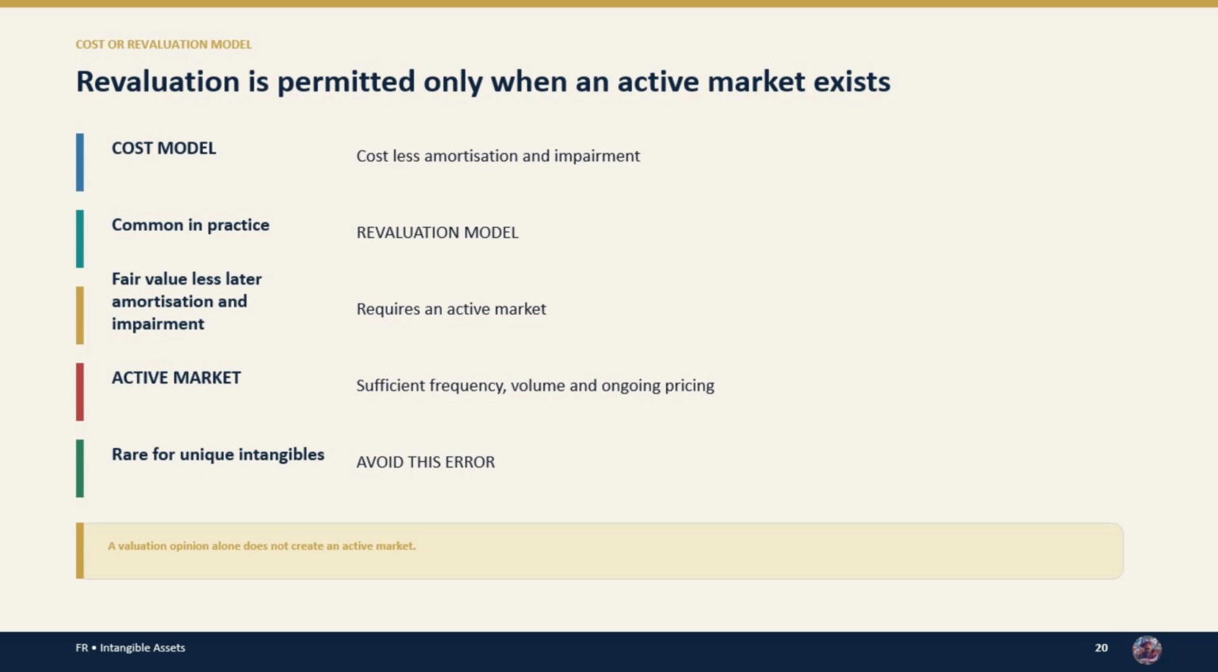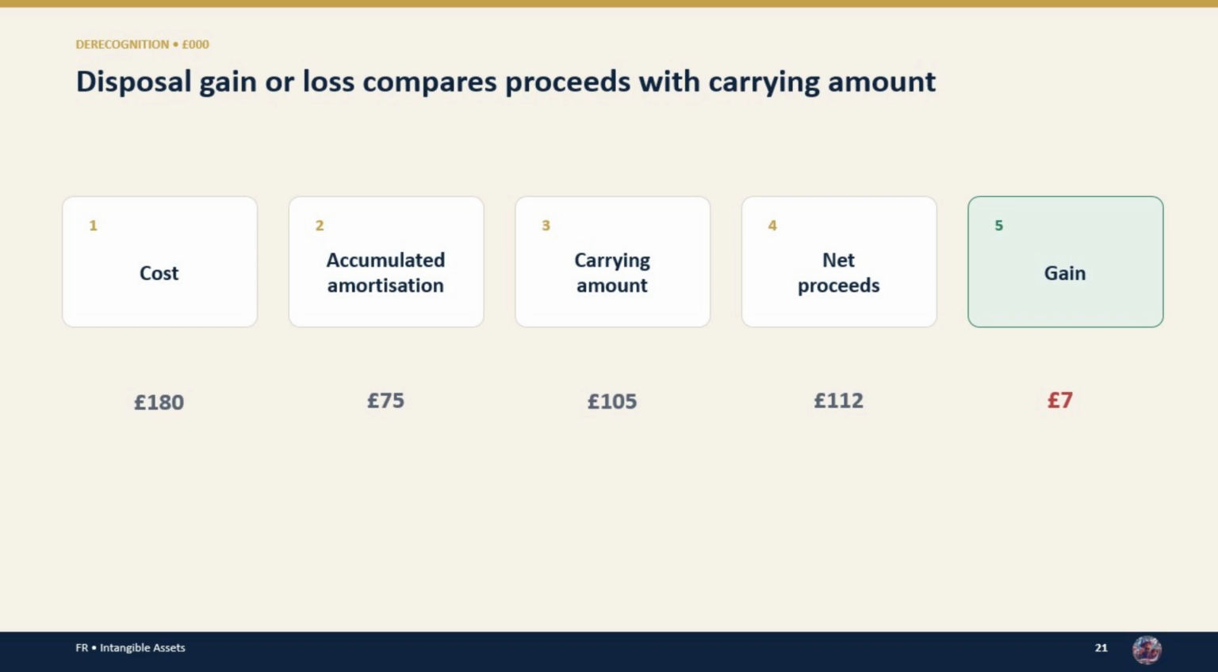After initial recognition, an entity chooses a cost model or, if fair value can be measured by reference to an active market, the revaluation model for a class of intangible assets. Active markets are uncommon because brands and patents are usually unique, and public pricing for homogeneous items is unavailable. Therefore, cost less accumulated amortization and impairment is much more common in practice and exam scenarios. An intangible asset is derecognized on disposal or when no future economic benefits are expected.